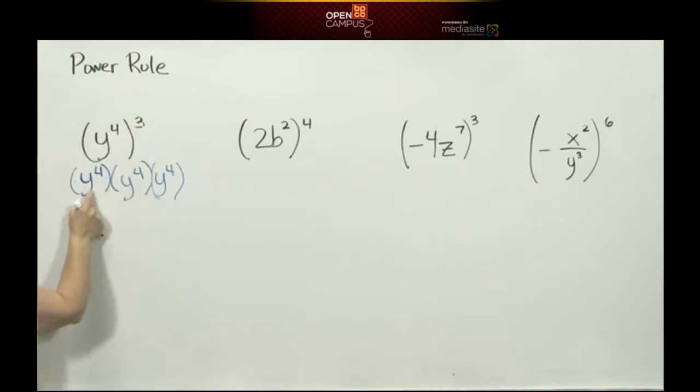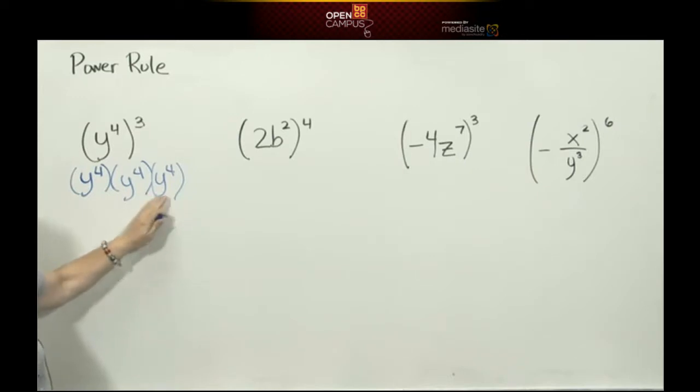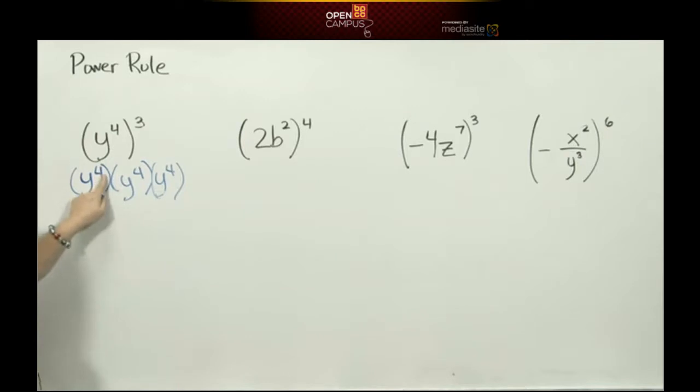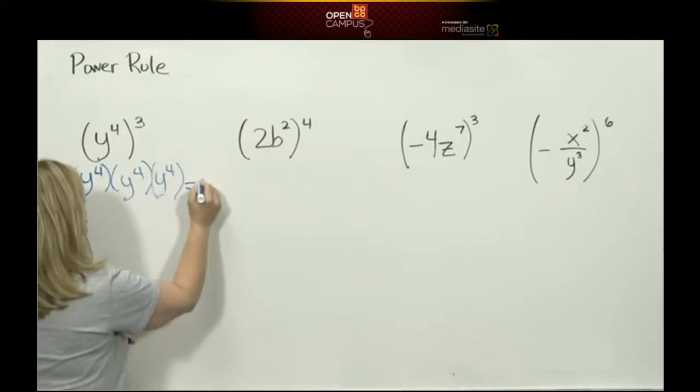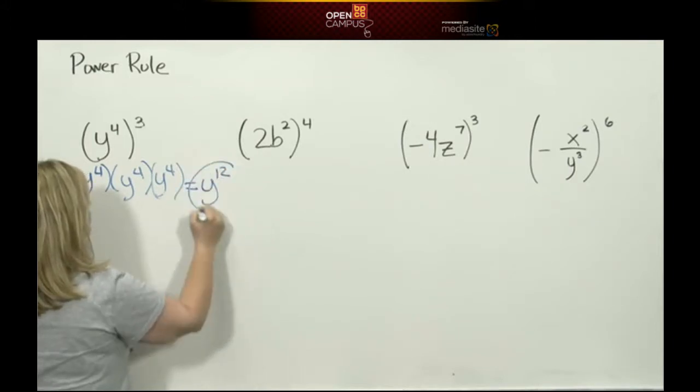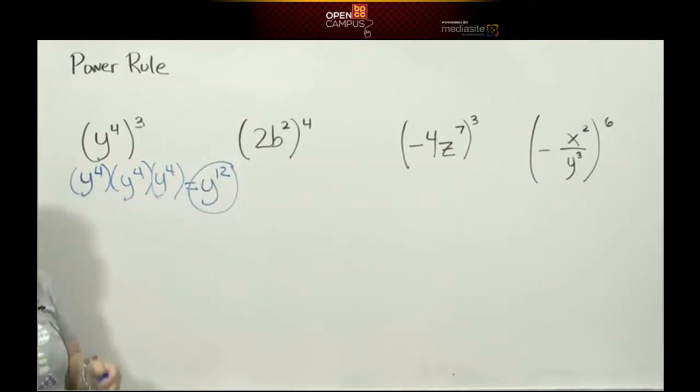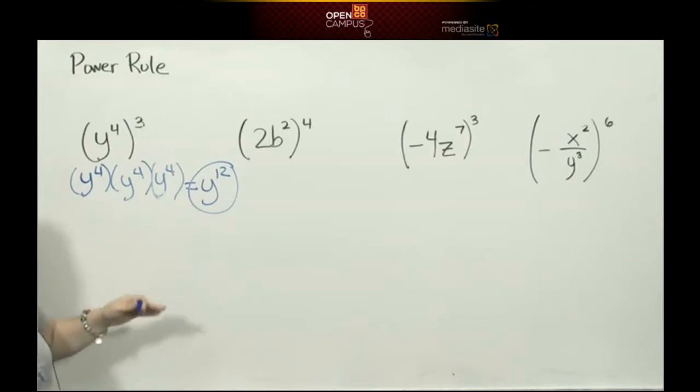Write what's in here 3 times. And then we're doing the operation of multiplication. And we learn when we multiply the same variable, we just add the exponents. 4 plus 4 is 8. 8 plus 4 is 12. So we know this expression is y to the 12th. Now, we don't need to do this middle work. We have the power rule.